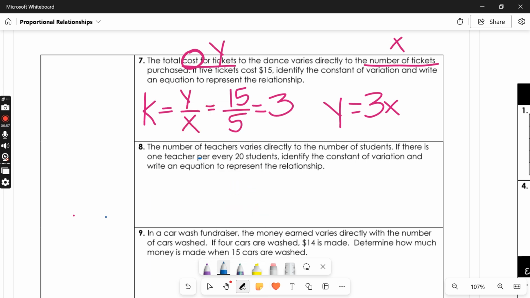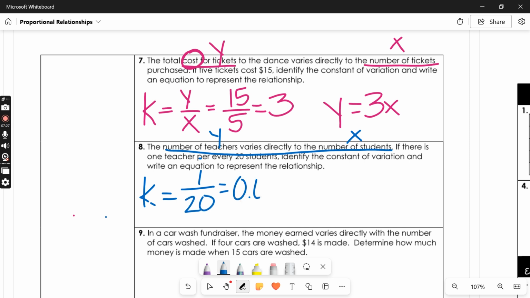The number of teachers varies directly with the number of students. So this is your y, this is your x. If there is one teacher for every 20 students, identify the constant of variation. So how many teachers? One teacher for every 20 students. That's 0.05. So that's our constant of variation. And then our equation would be y equals 0.05x.